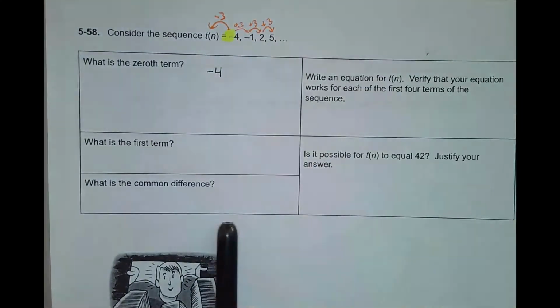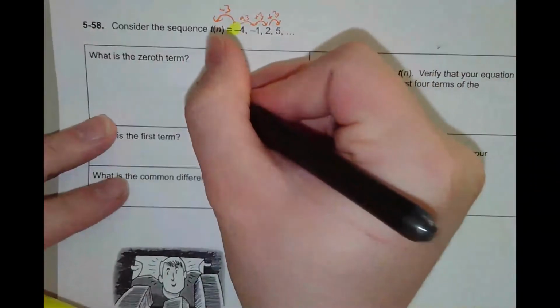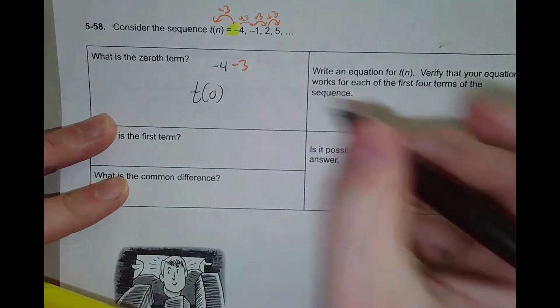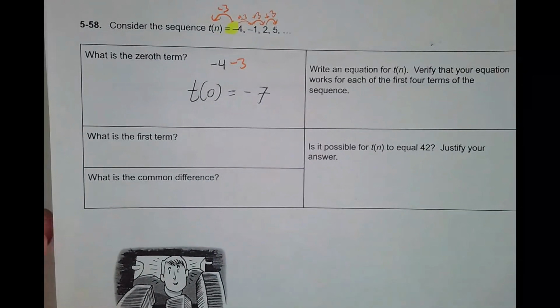-4 minus 3 would be t of 0 is -7. Okay, so if you said -7, that is the correct answer.